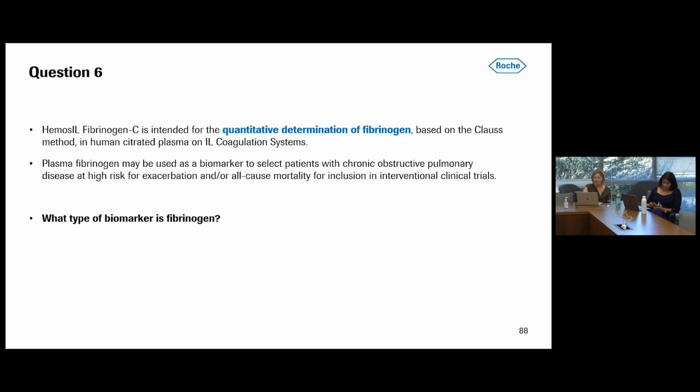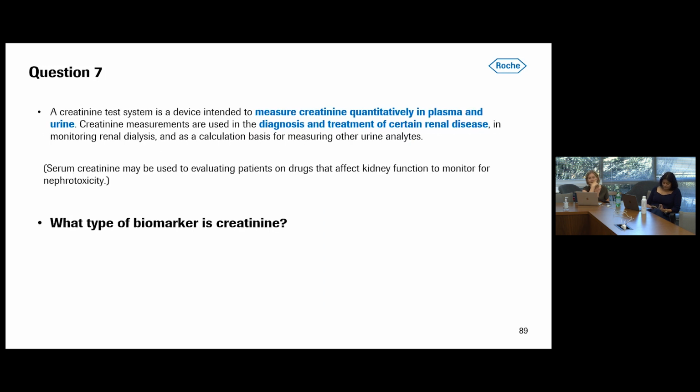We have it pretty mixed here. The most selected answer was actually susceptibility/risk biomarker, and then very closely it was prognostic biomarker. It's a tricky one. Okay. Last question. I think this is the last question.